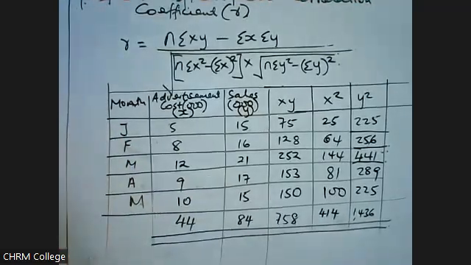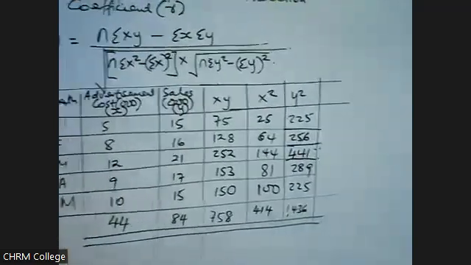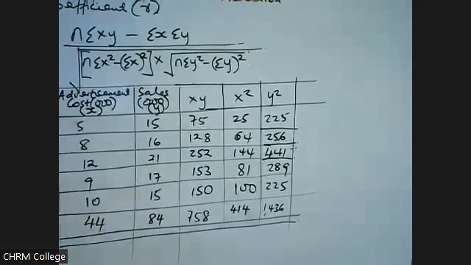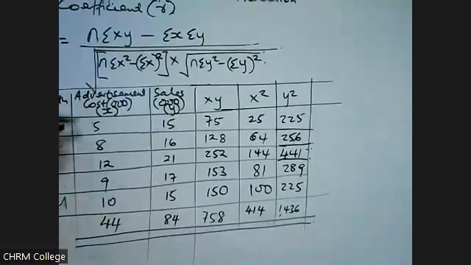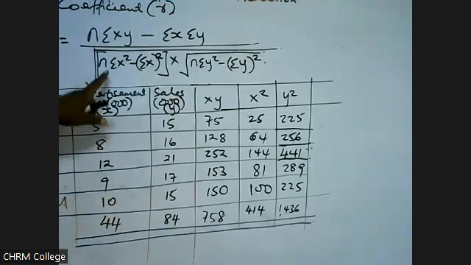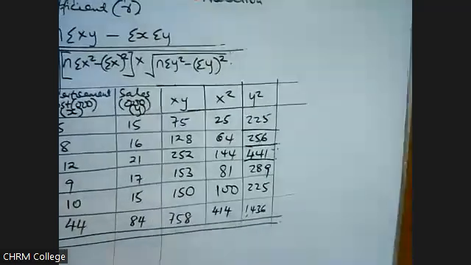With those values now, you can replace them in the formula and be able to get the correlation coefficient, where n is the number of observations. Here we are talking about how many months? 1, 2, 3, 4, 5. So our n is 5. The number of pairs of x and y, they are 5.